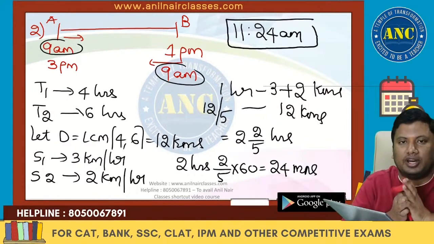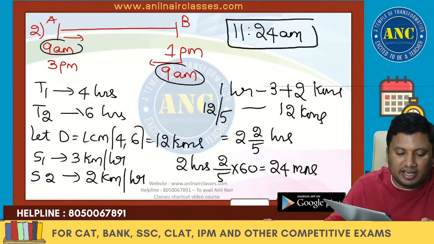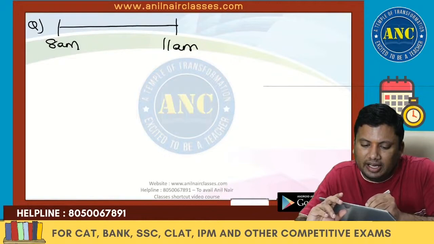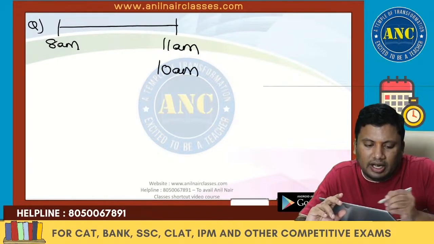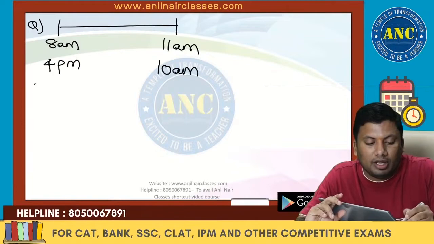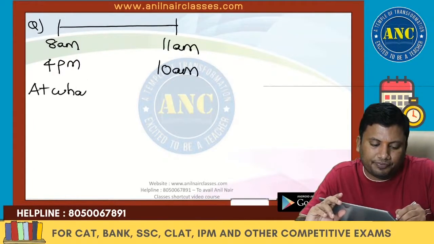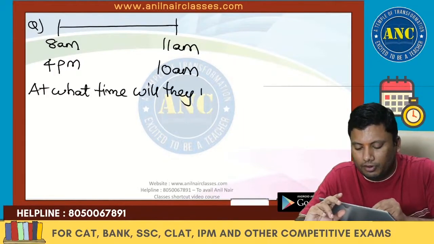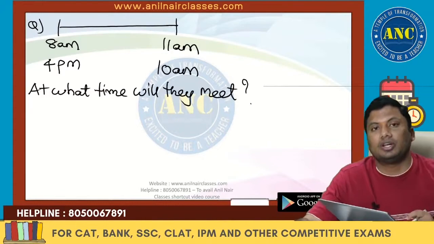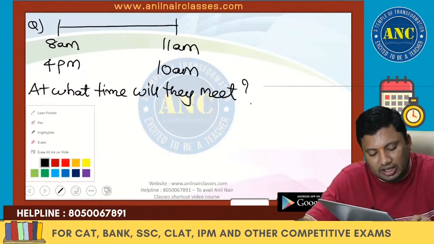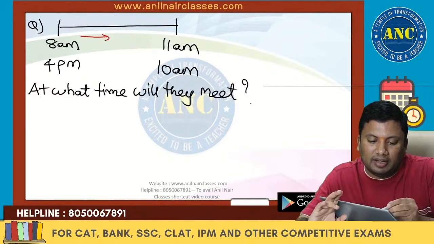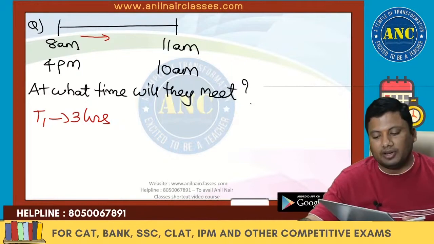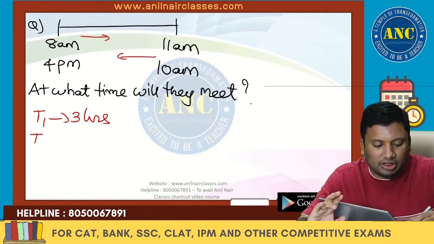Sir, to all the students who came early in the morning attending the classes, this is 8 a.m. and this is 11 a.m. This is 10 a.m. and it is 4 p.m. At what time will they meet? What if both the trains start at different times? 8 a.m. and 11 a.m., T1 is 3 hours. 10 a.m. and 4 p.m., this is nothing but 6 hours.